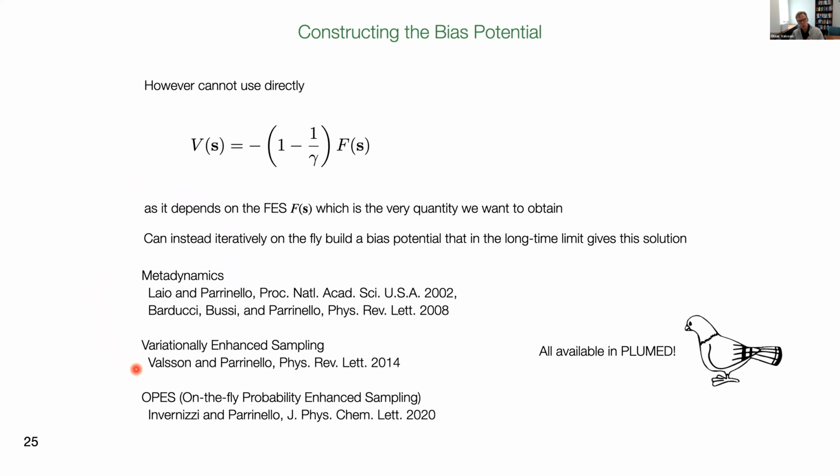In particular, we'll be talking about meta-dynamics, which is the method that we'll be talking about today. Other methods are variational sampling, which is a method I'm developing, and also OPES, or the on-the-fly probability enhanced sampling. And these are all methods that are available in PLUMED. But today we'll be talking about, let's say, meta-dynamics.